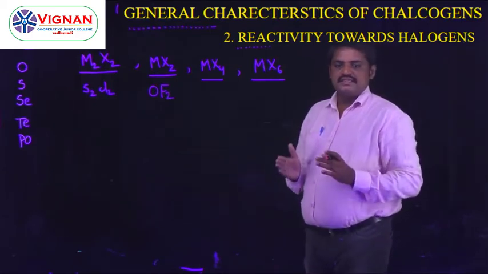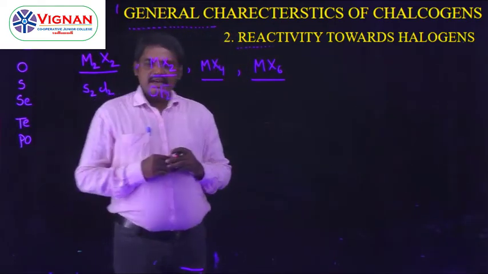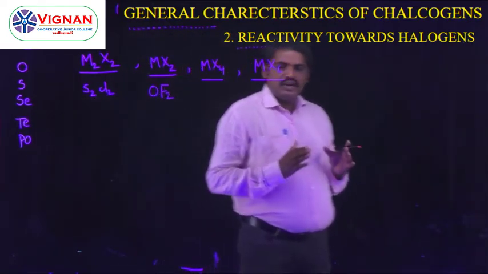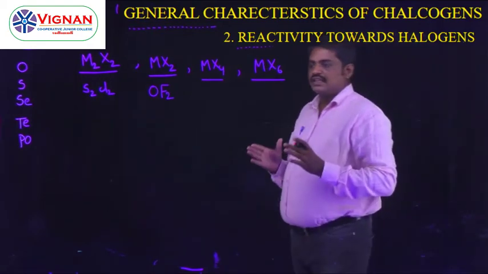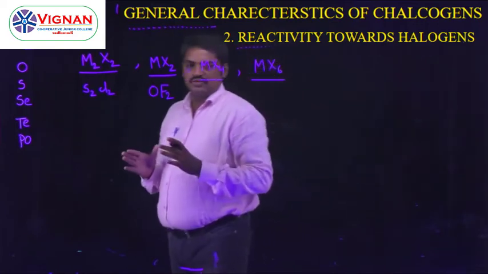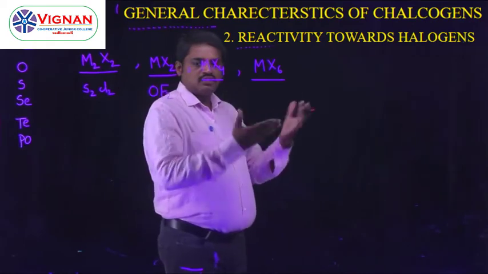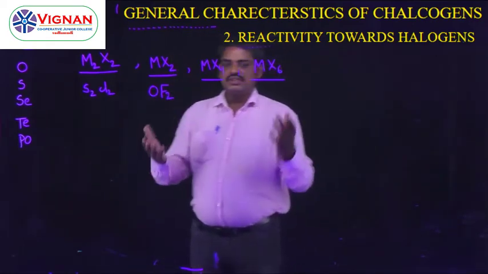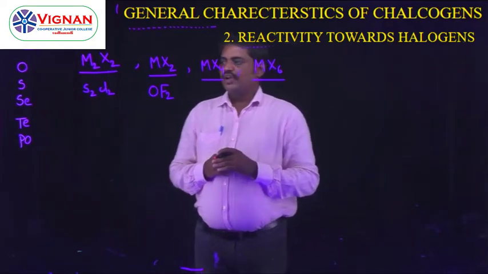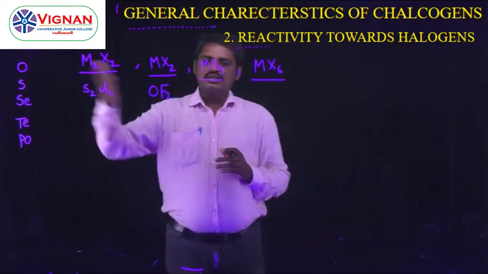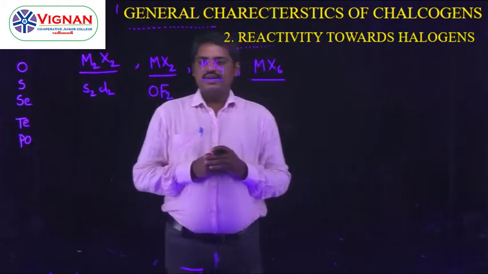Oxygen is a second period element. These elements have maximum covalency equal to 4, means these elements form only 4 bonds. They do not form more than 4 bonds, means 5 bonds and 6 bonds are not produced. Based on these points, oxygen does not form MX4 and MX6 type of halides.